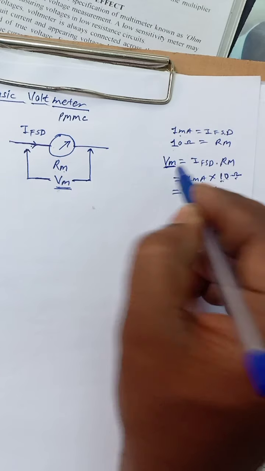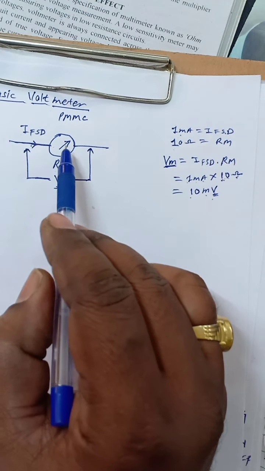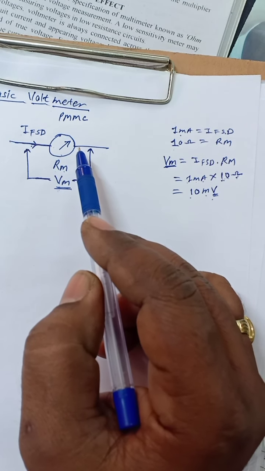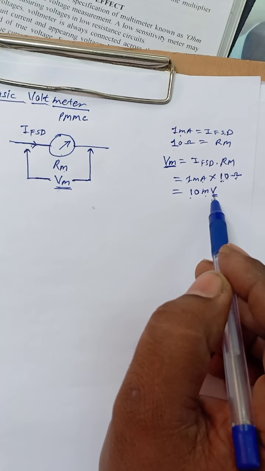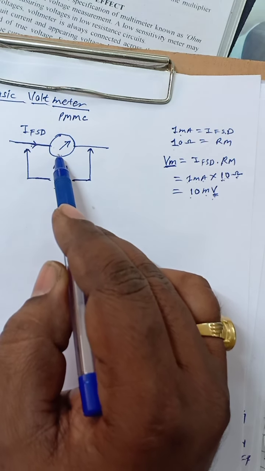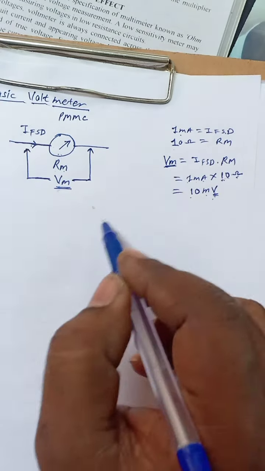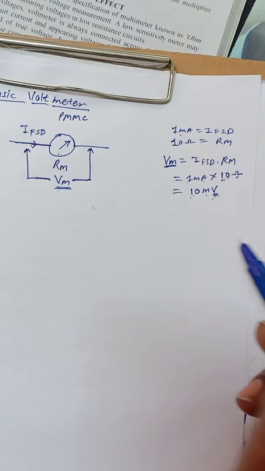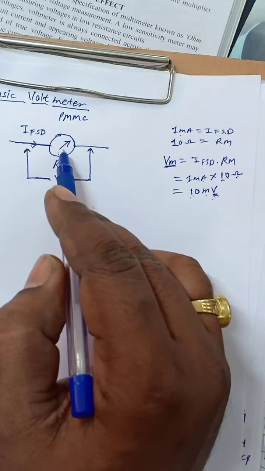So what it means is, if we apply a 10 millivolt Vm to this meter, then it shows a maximum deflection. Okay, so you get it. So if you apply a 10 millivolt voltage to this PMMC, then you will get a maximum deflection. So in short, we can measure a 10 millivolt voltage with this PMMC. That means if you apply 10 millivolt, it shows a maximum deflection. Okay, so the needle is on the right hand side.